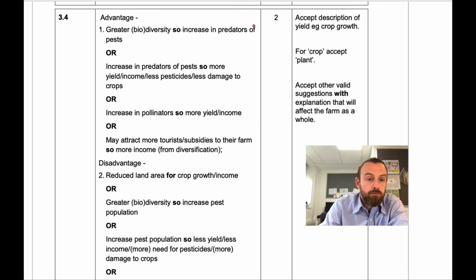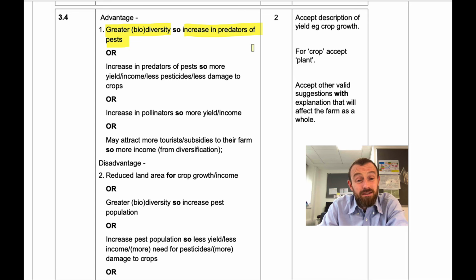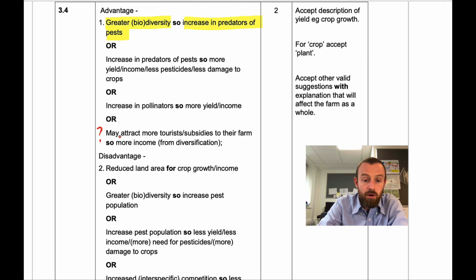Okay, so advantage. This is interesting. We would need to say not just an increase in predators to prey on pests, but a greater biodiversity, so increase in predators of pests. Maybe this would be credited. So increase in predators, so there's more yield. So we have to link two ideas together. Look at all this. So increase in predators of pests, so therefore higher crop yields. Increase in pollinators, so higher crop yields. This is pretty abstract down here. I'm not sure about that one.